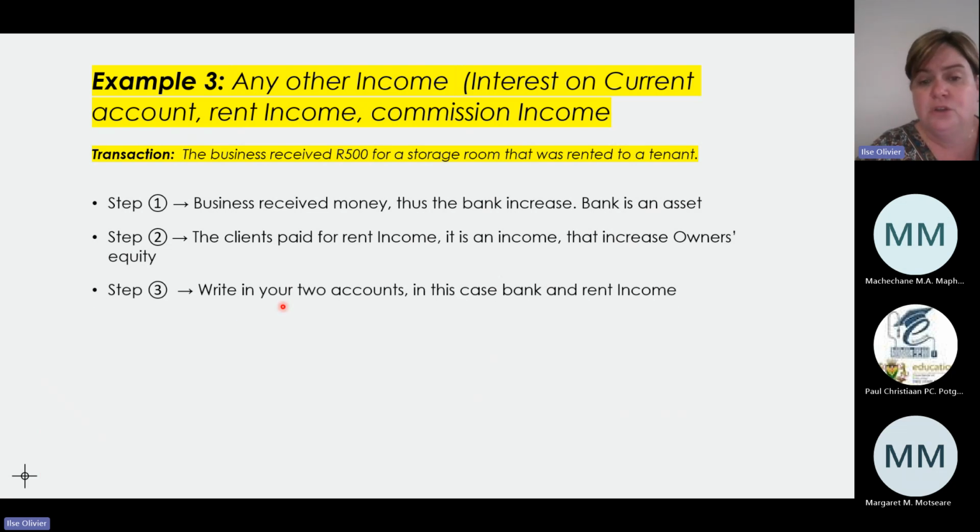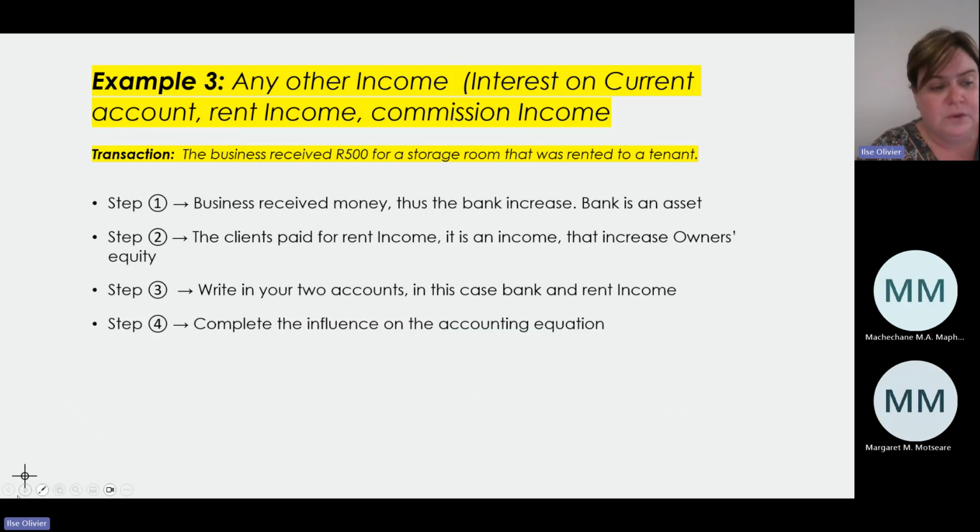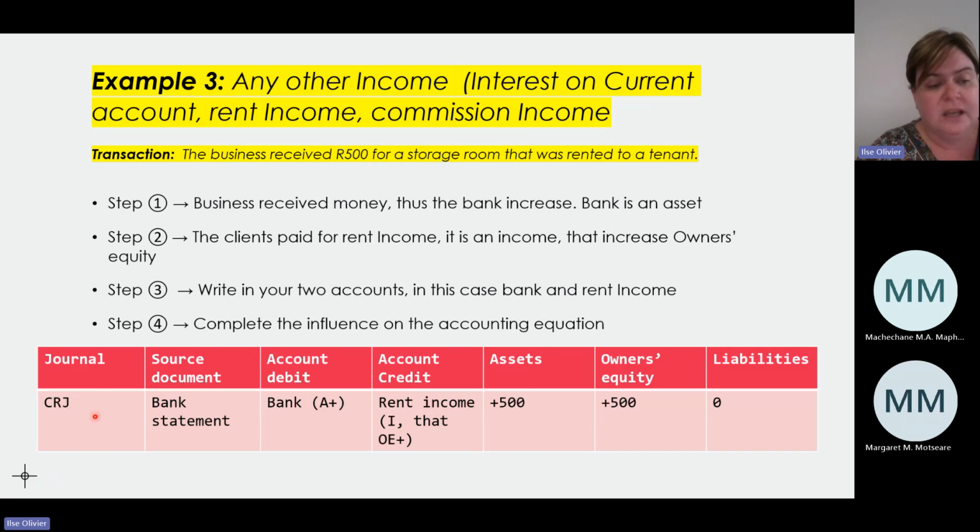Step 3, write your two accounts, bank and rent income. And then step 4, complete the influence on your accounting equation. CRJ is your journal. Again, the source document can be a bank statement or a receipt, depending on how you received it. If you received it with the cashier, it will be a receipt. Bank is debited, it's an asset that increases. Rent income is an income that increases your owner's equity. So assets increase and owner's equity increases, and your liabilities is zero.